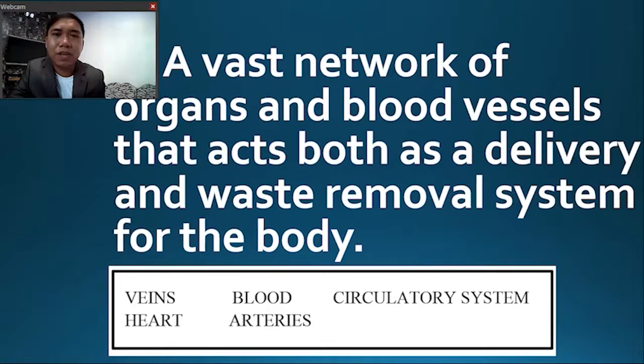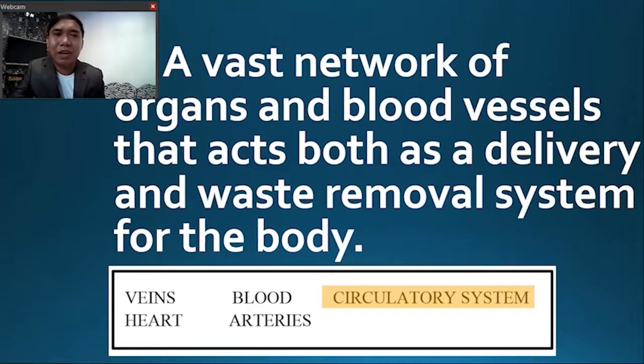A vast network of organs and blood vessels that acts both as a delivery and waste removal system for the body. The answer is circulatory system. So, if you got 5 correct answers, very good. That is a good work for you, because you learned a lot from our topic. Now, if you get an average score, that's good. You have to study hard. Keep researching on our topic. If you get a low score, do not be disappointed with yourself because there is another chance for you to research and to learn more about this topic.